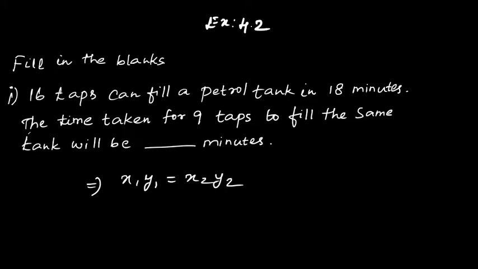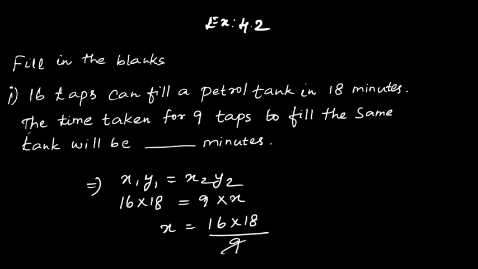Here x1 y1 values are 16 and 18, and x2 value will be 9 and y2 is unknown, so let us take it as x. So here you need the value of x, so x is equal to 16 into 18 divided by 9. So 9 and 18 get cancelled, so you'll get 16 multiplied by 2. 16 into 2, the answer is 32.